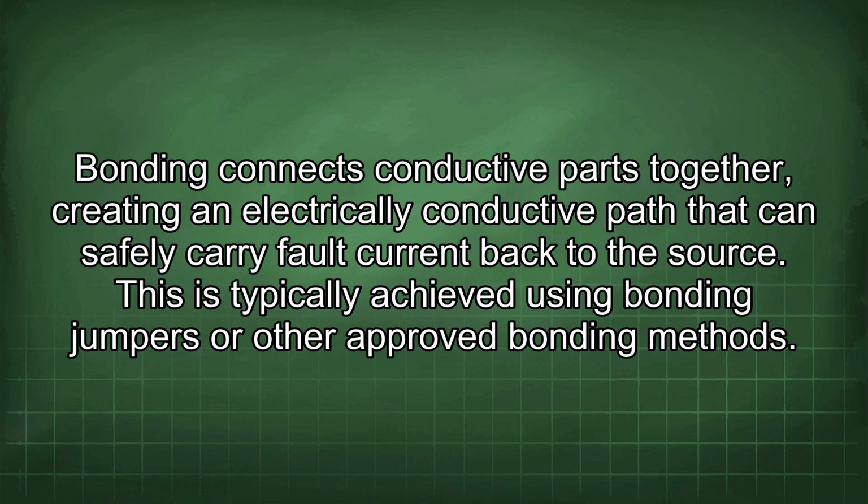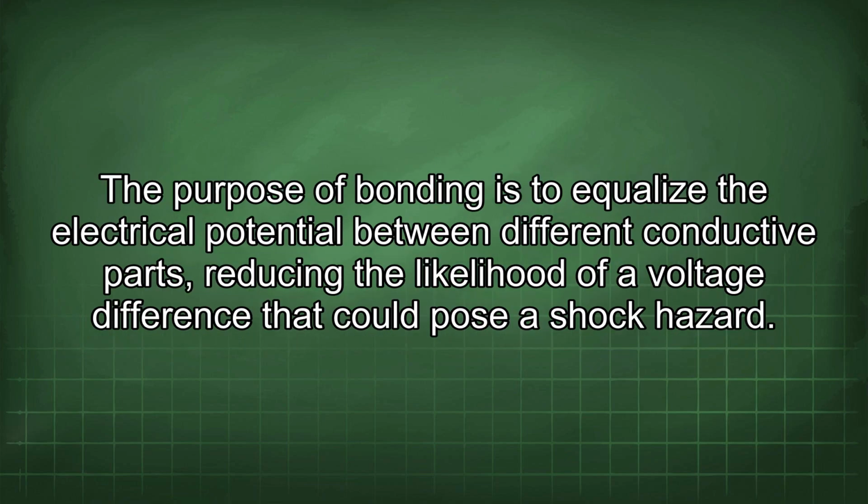Bonding connects conductive parts together, creating an electrically conductive path that can safely carry fault current back to the source. This is typically achieved using bonding jumpers or other approved bonding methods. The purpose of bonding is to equalize the electrical potential between different conductive parts, reducing the likelihood of a voltage difference that could pose a shock hazard.